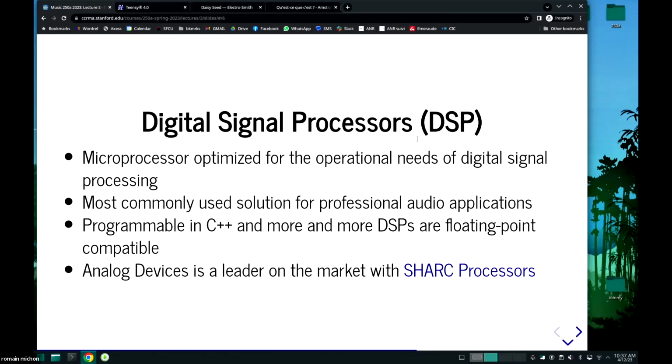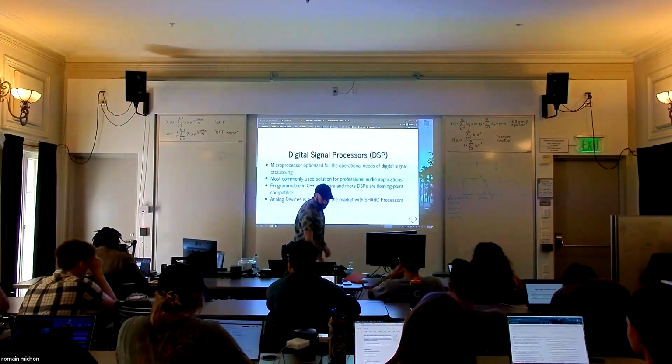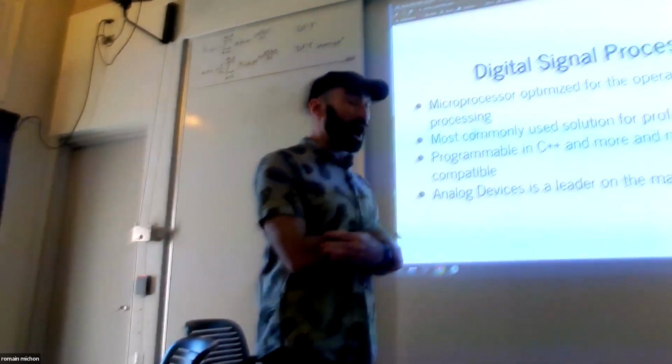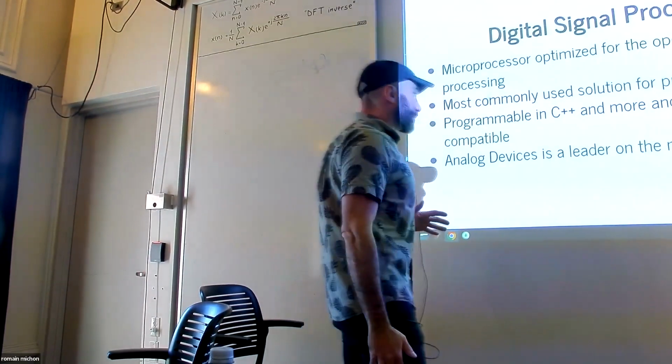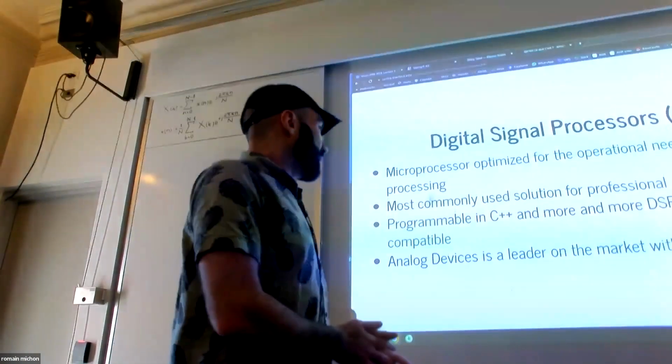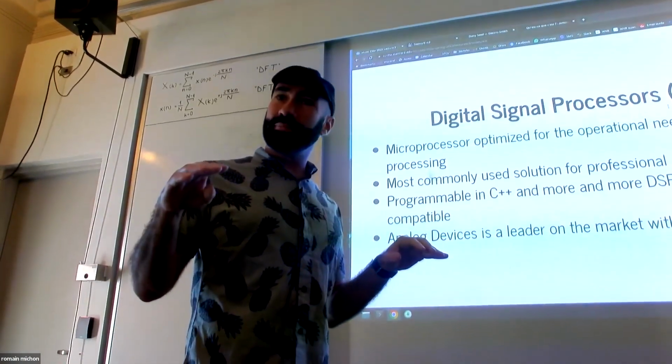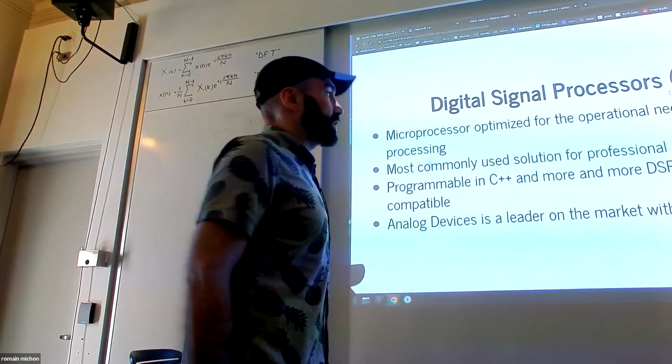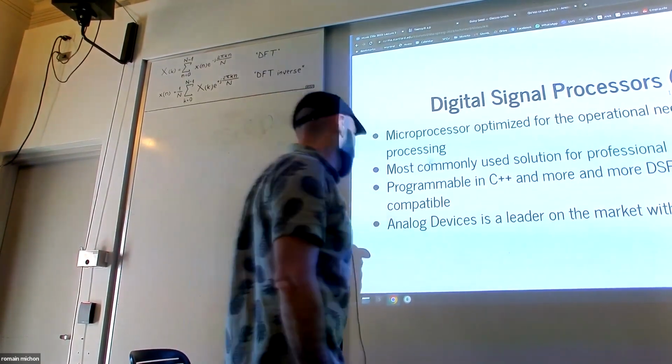Traditionally, DSPs are only programmed in fixed point, so not floating point. It means that usually when you program a DSP, you program it using only integers. That's what I told you about earlier. And if you only use integers, it's tough to program them. There are more and more DSPs that are floating point compatible, and I guess now it's kind of the norm, but if you want a cheap DSP, it's still probably only going to use fixed point.